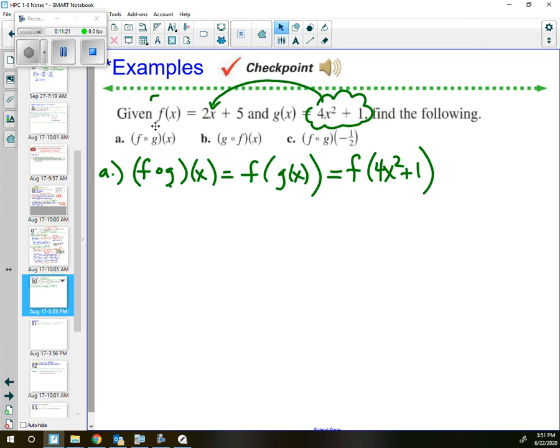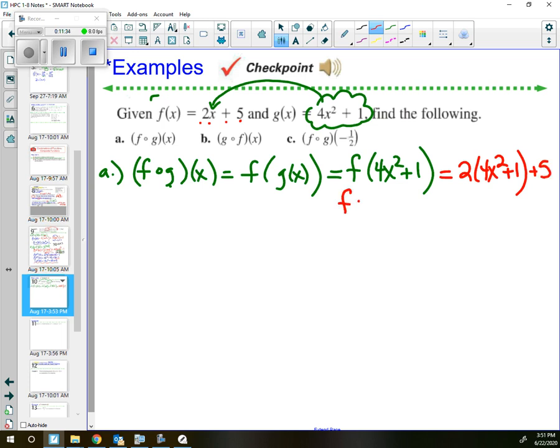Okay, so what does that mean? Well, the rule for f says take 2 times what you substitute, so 2 times the 4x squared plus 1, and then plus 5. Don't forget the constant there, so plus 5. So we have f composed with g of x. Let's do our simplifying here. We're going to distribute. So that would be 8x squared plus 2, and then plus 5, so plus 7. So we made a new parabola. So f composed with g.